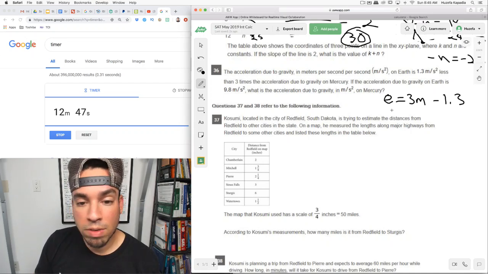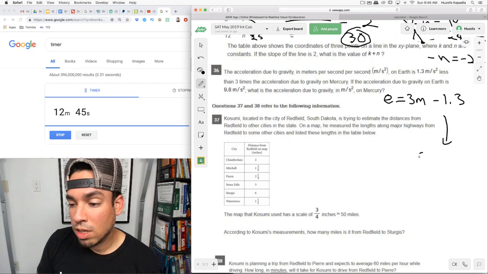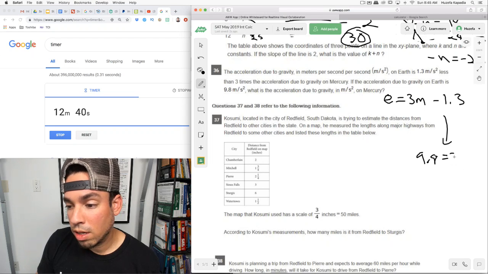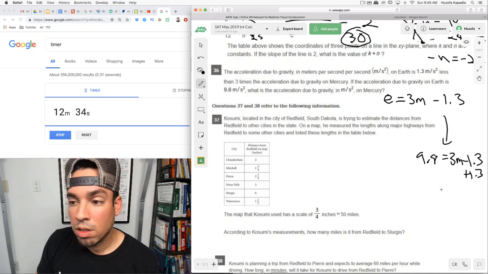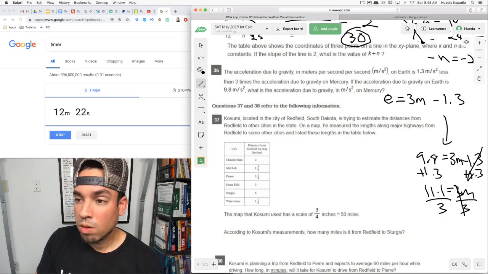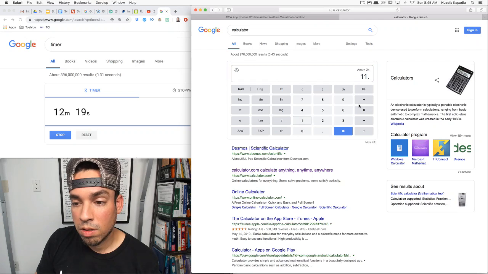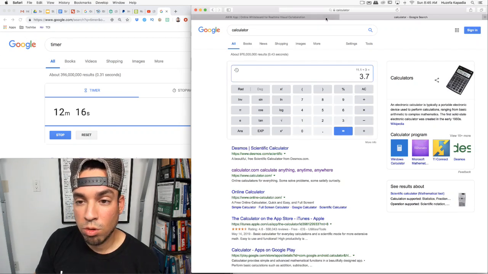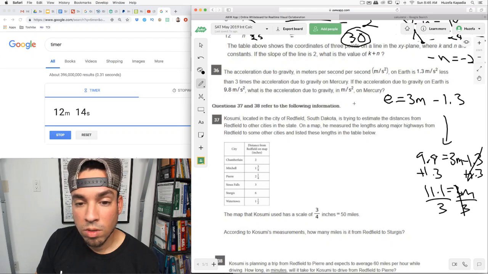And if the acceleration due to gravity on Earth is 9.8, now we just plug and chug. 9.8, what is the acceleration on Mercury? AKA solve for m. Really straightforward, right? Add 1.3. Add 1.3. That's 11.1. Divide both sides by 3. 3.7. Boom, done.